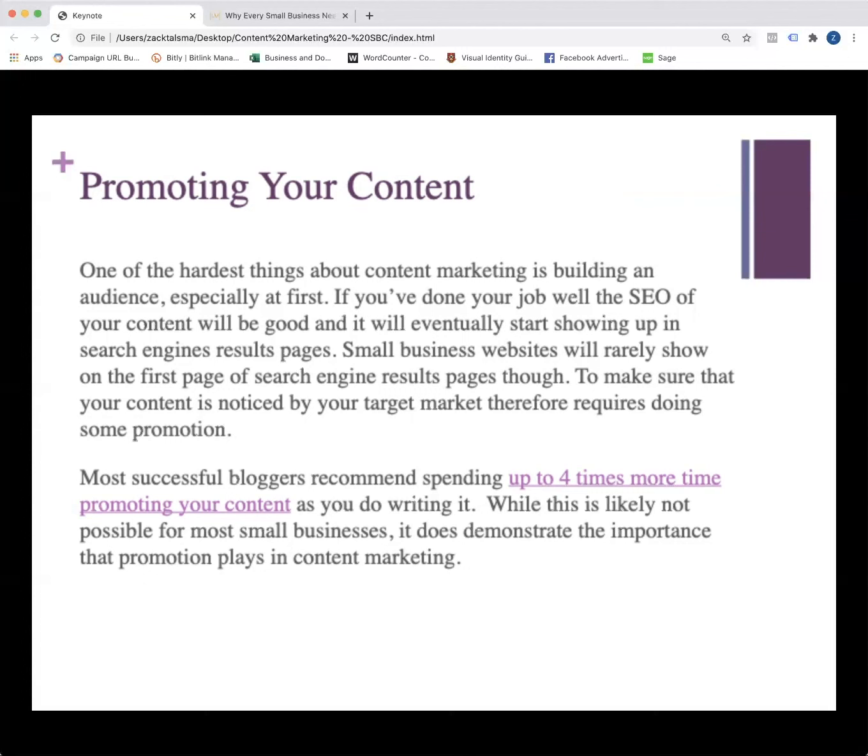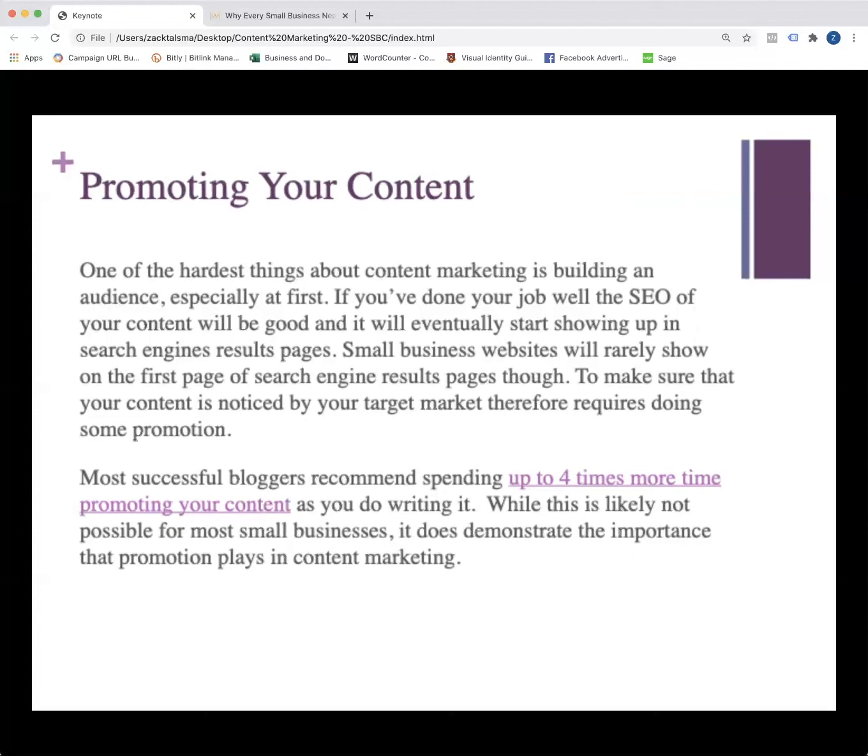But small business websites, for reasons I've already mentioned, traffic, links, the multinational companies are always going to have more traffic, always have more links to them than you will. So it's very hard for a small business website to show on the first page of search engine results. So to get your content noticed by your target market, you're usually going to have to do some promotion. Well, you're always going to have to do some promotion, really.